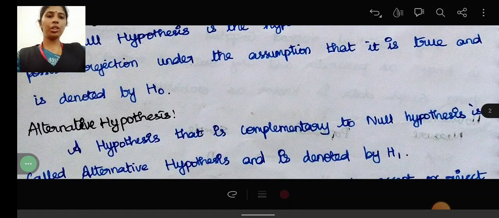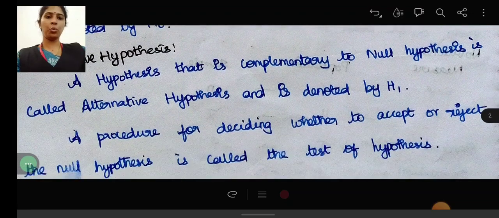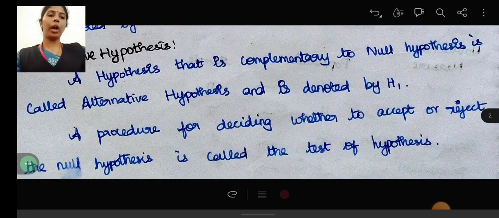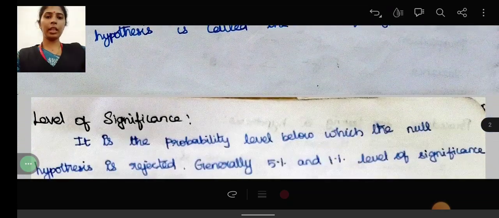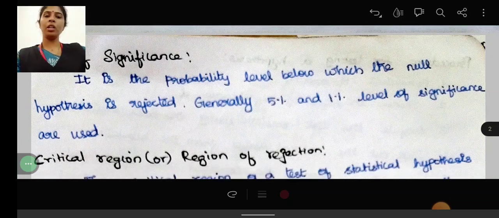The next one is alternate hypothesis. This alternate hypothesis is opposite to the null hypothesis, and it will be denoted by H1. The procedure of deciding whether to accept or reject the null hypothesis is called test of hypothesis. The next is level of significance. The level of significance is the probability level below which the null hypothesis will be rejected. Basically, this level of significance will be taken at 5% or 1%.